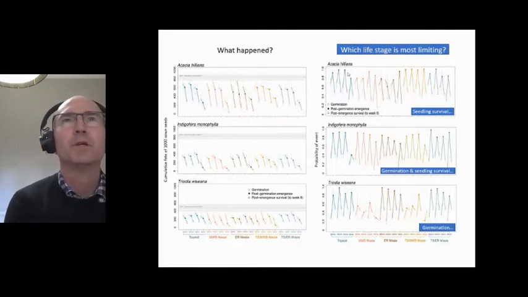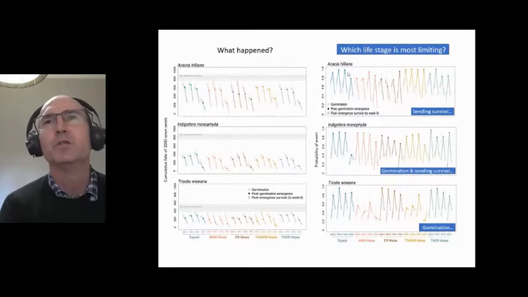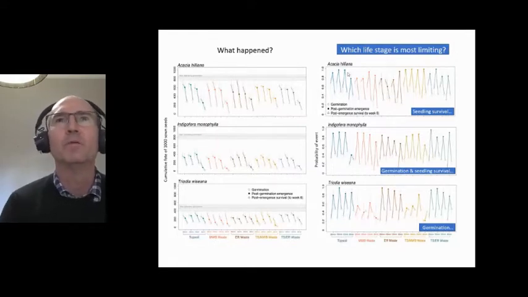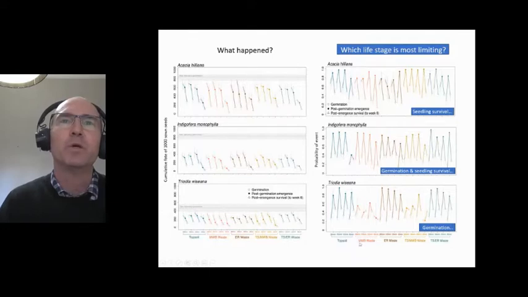So in fact, for this data set, these species, emergence is not the limiting life stage, in contrast to what was seen for some of the data in the US. In fact, it's germination and/or seedling survival that is more limiting than emergence. And I think the other point to note on this graph is the impact of soil type. Seeds sown into the waste types had lower germination, lower survival in some cases, and with Torodius, it's very evident they also had lower emergence.